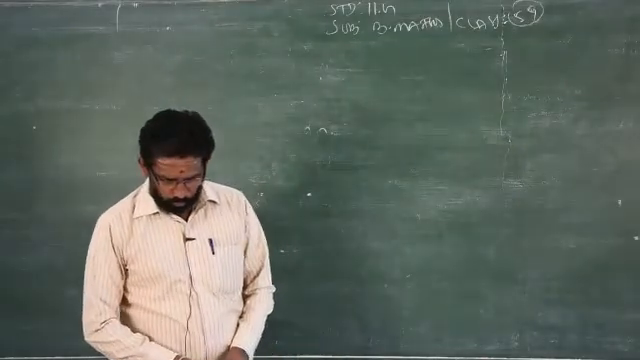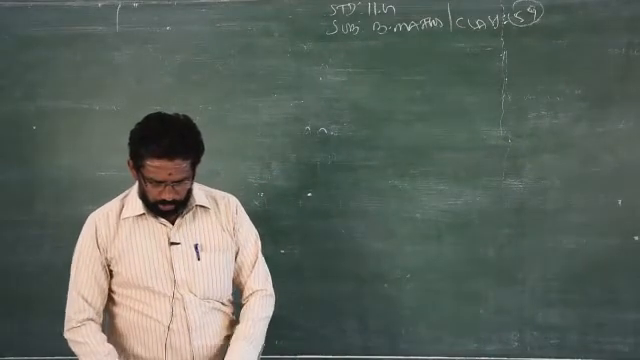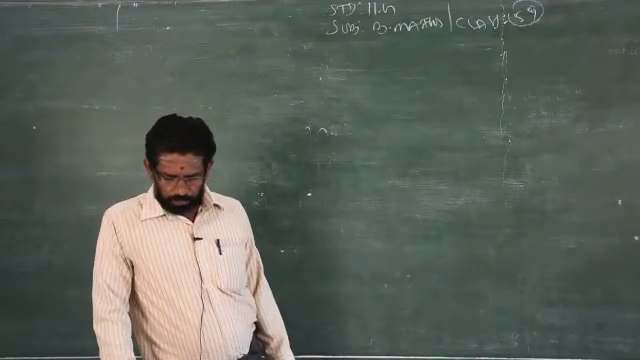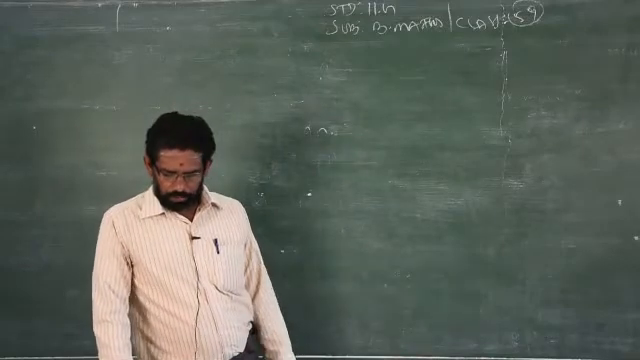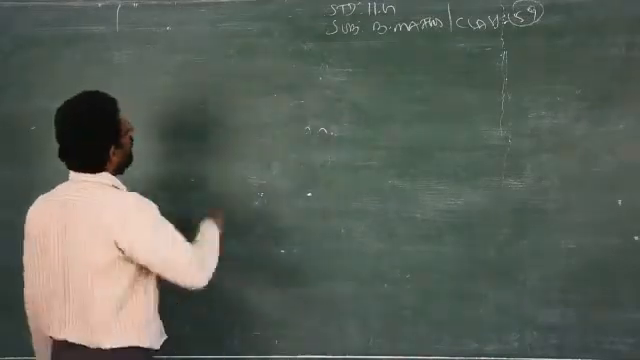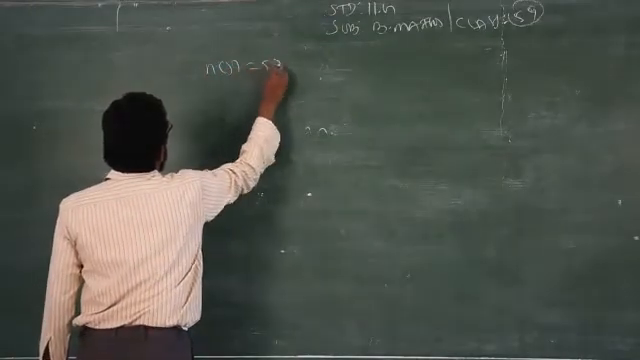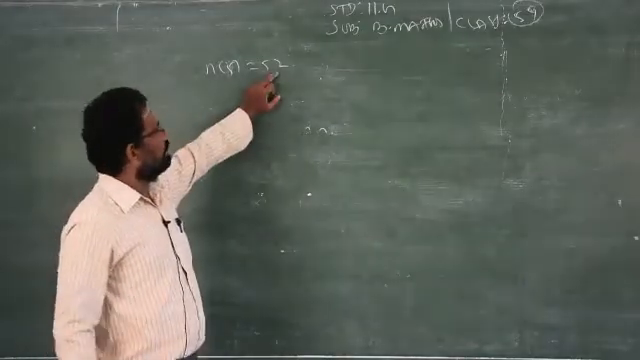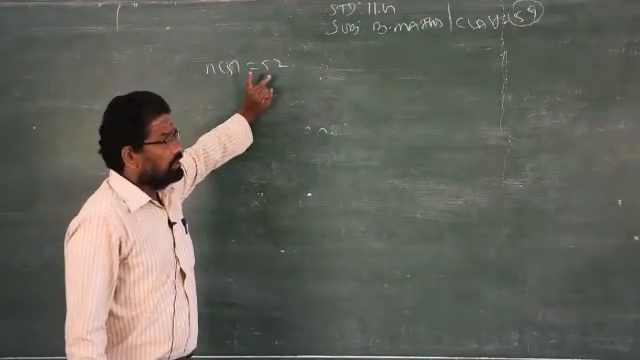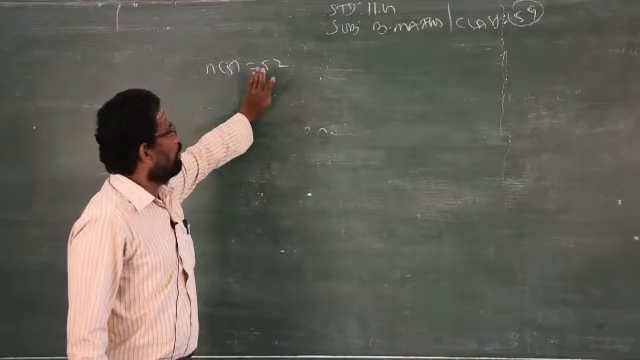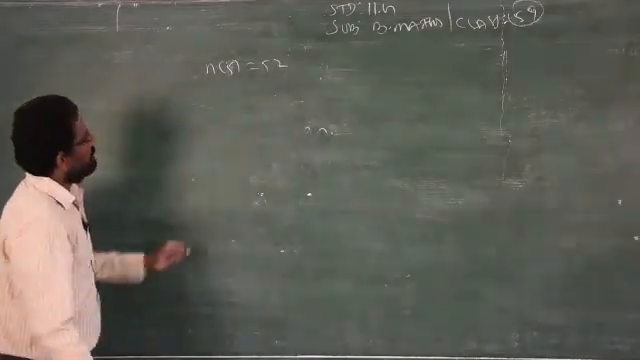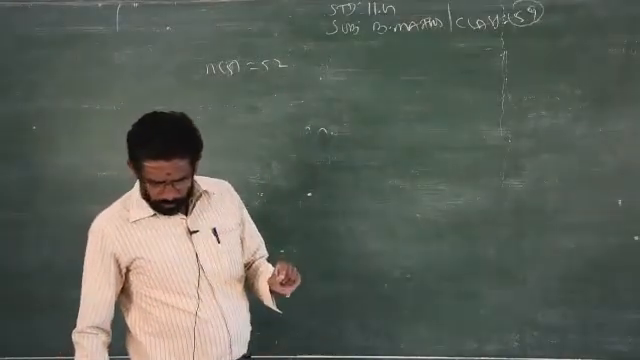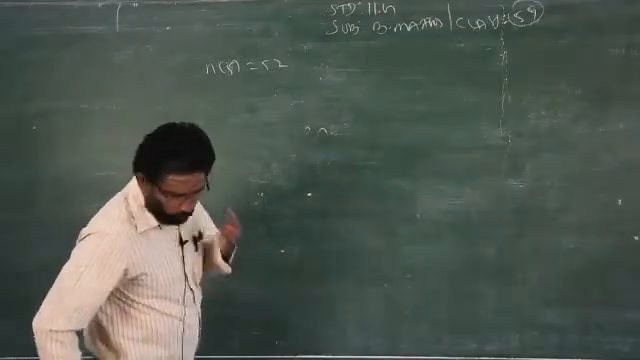Now question number 14. From a pack of 52 cards, 2 cards are drawn at random. Find the probability that one is a king and another one is a queen. So the total number of cards is 52. Clear? You know there are 4 types of cards in 52: club, heart, spade and diamond. But they ask for the probability that one is a king, another one is a queen.